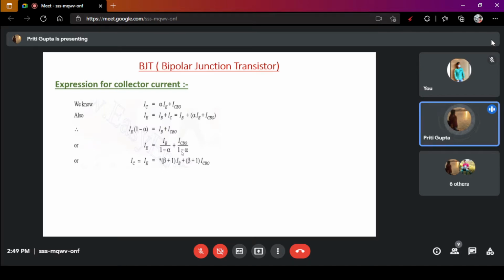In the next line, just write down, as we know IC equals IE, so IC equals the same equation. Derivations are important till yet.